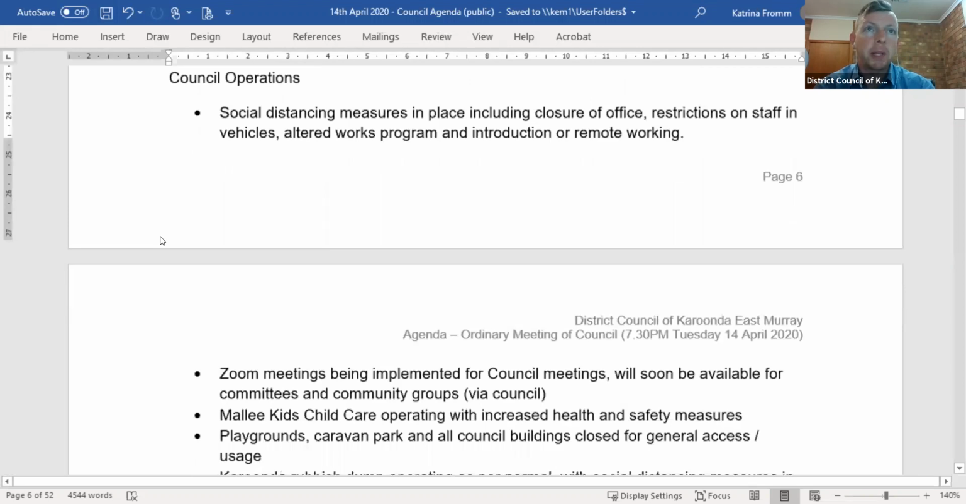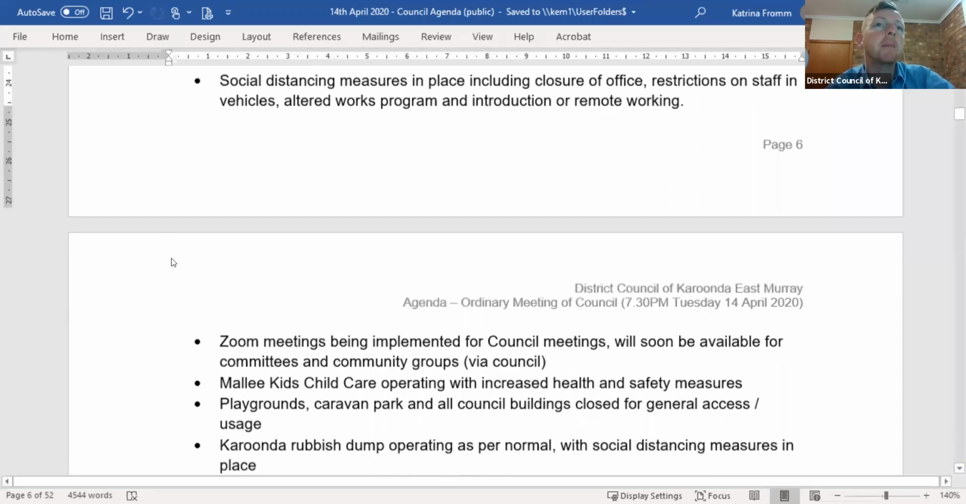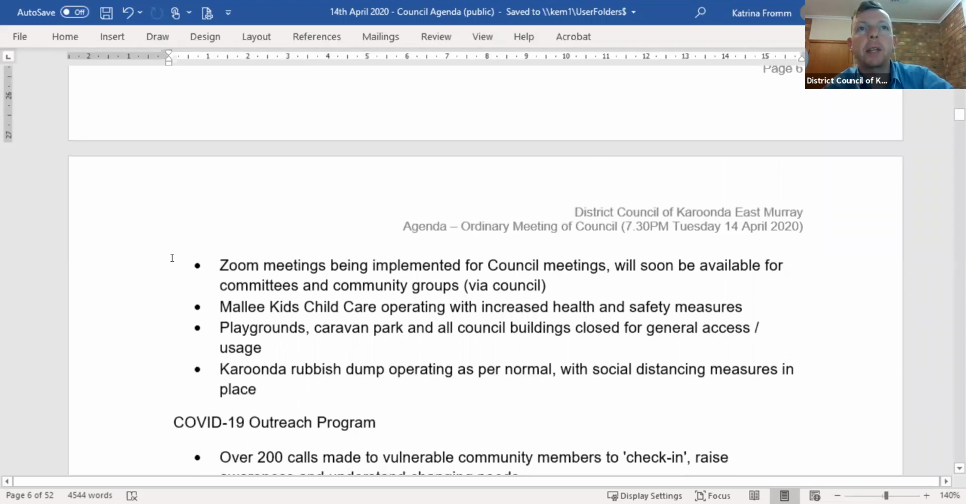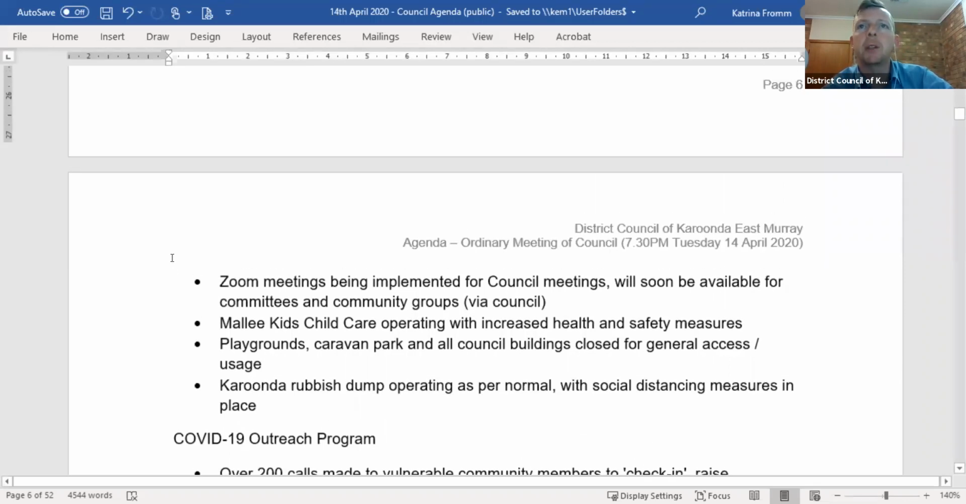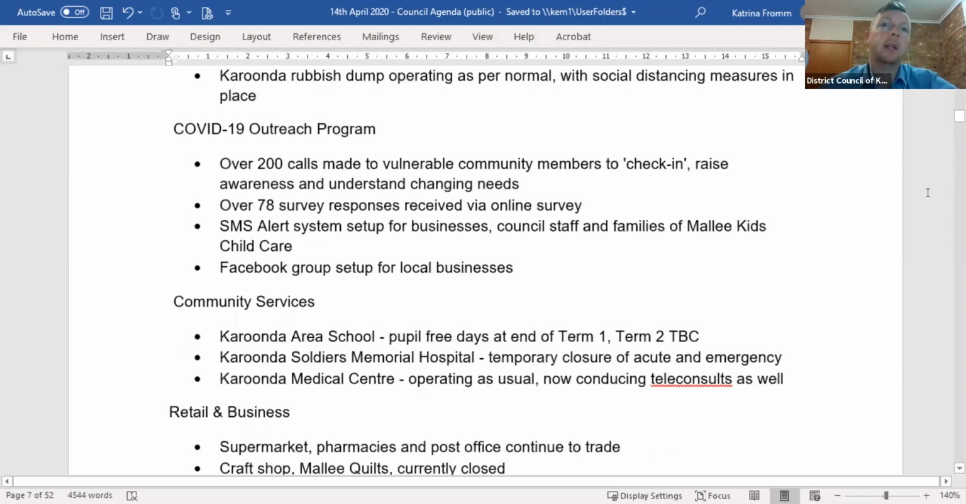So just implementing the social distancing within the workforce. We've got Mallee Kids Childcare still operating, but with increased monitoring of health and safety, and no parents going into the centre. They're actually dropping off kids and collecting kids from the foyer, for example. And then consistent with other councils, all the playgrounds, Caravan Park and all other council buildings are closed for general usage at this point in time. The rubbish tip remains open, but just obviously with some enhanced social distancing measures up there to make sure that we're not exposing staff unduly.